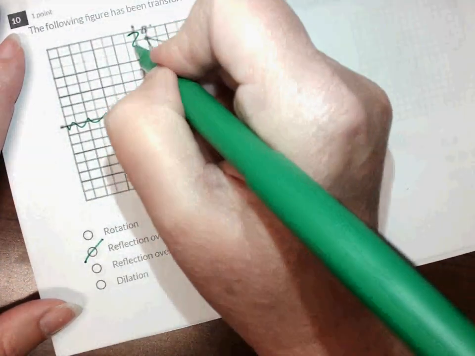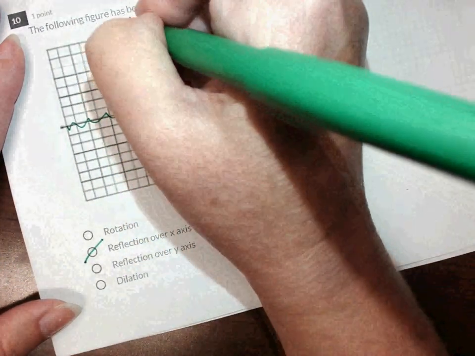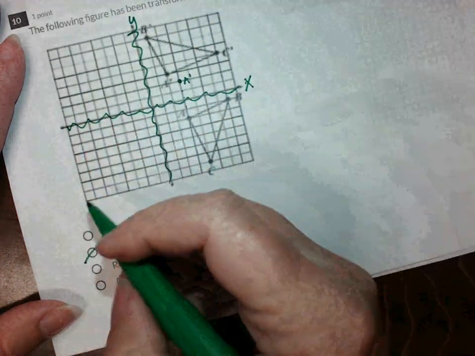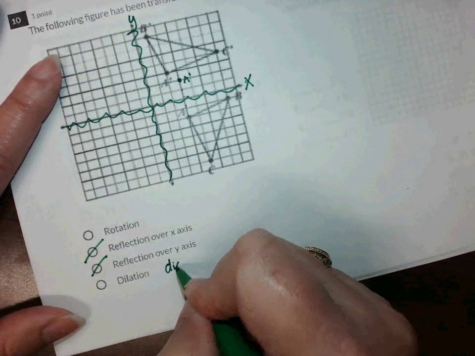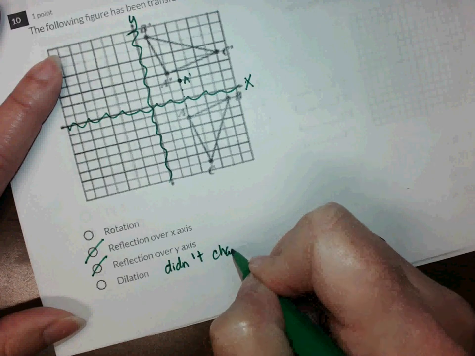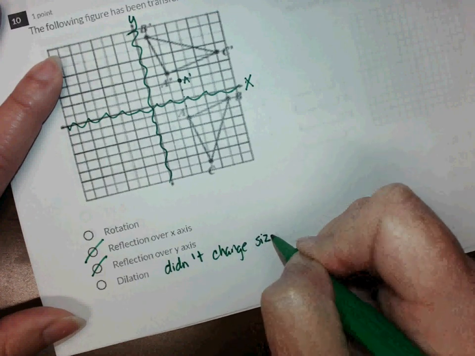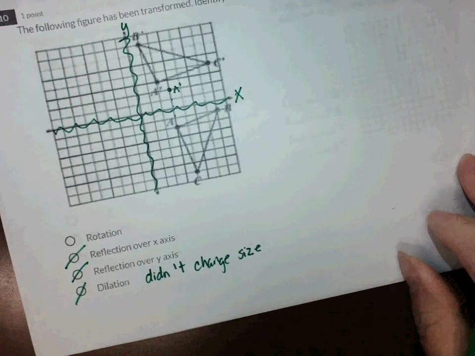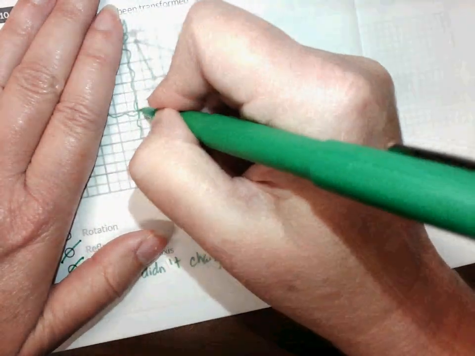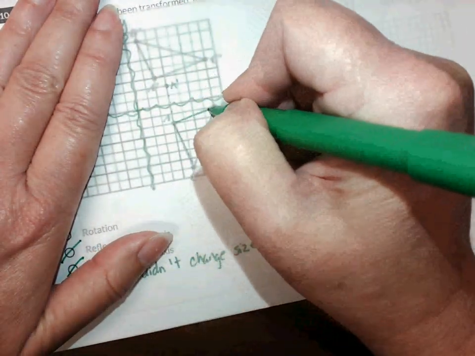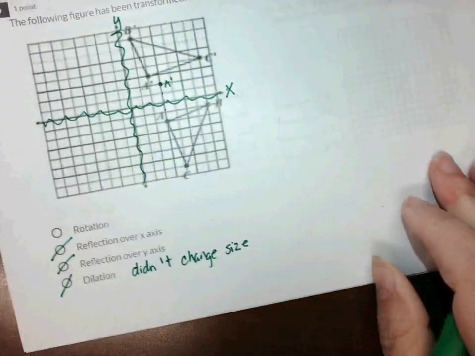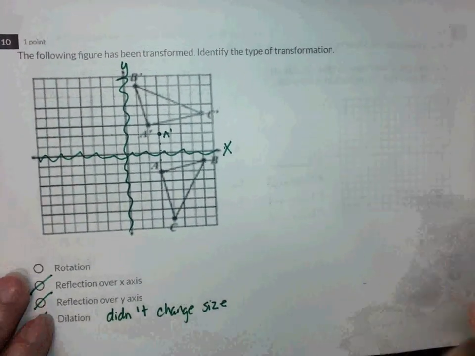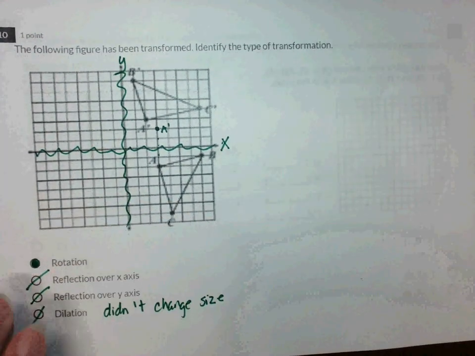It's not a reflection over the y-axis, because if we were reflecting it over the y-axis, it would end up over here. It's not a dilation. It didn't get bigger or smaller. It didn't change size, y'all. It is a rotation. If you take this thing and turn it, you're going to land on the figure. Okay? So it is a rotation. It's a turn.